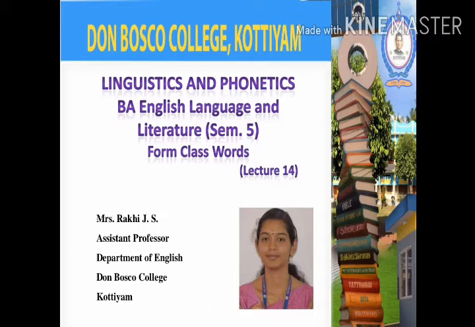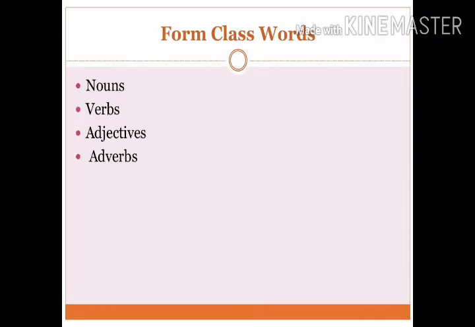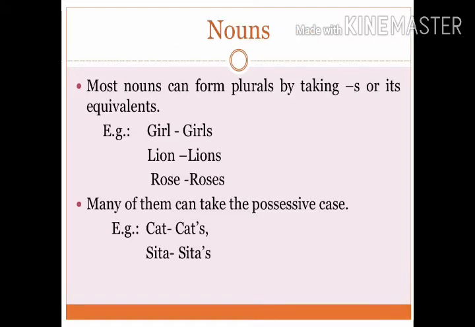In the last class, we discussed the difference between form class words and function class words. Now, let's analyze the form class words in detail. Nouns, verbs, adjectives, and adverbs belong to form class words. What about nouns in English? Nouns in English can be identified by the following characteristic features.